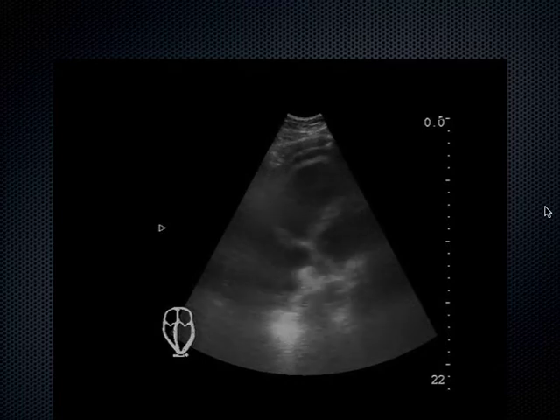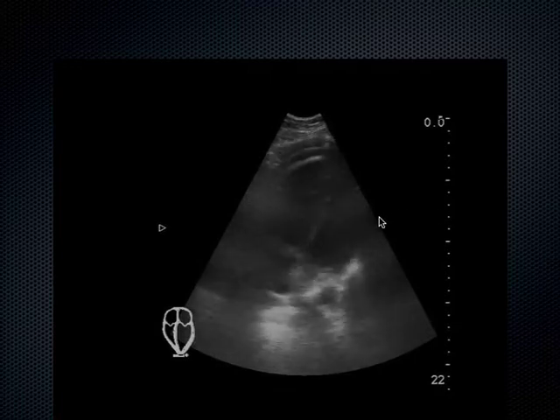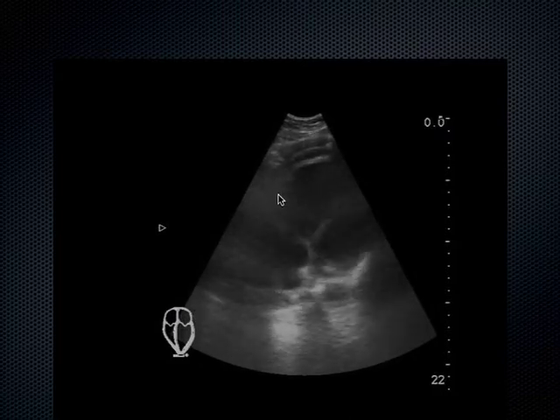Of course, we looked at his heart like we do any other code. This is not the prettiest view, I'll give you that, but this is what they got. It's trying to be an apical four-chamber, and this is the left ventricle over here, and this is the right ventricle over here.